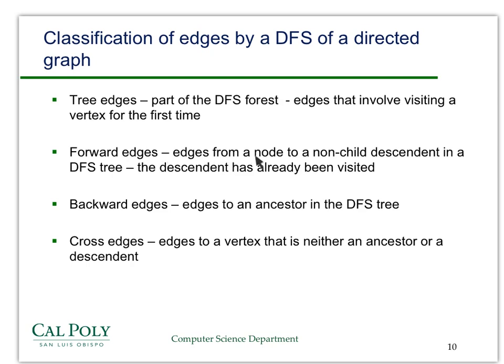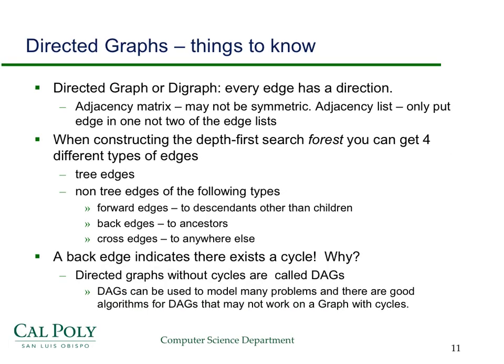Forward edges are edges from a node to a non-child descendant in the DFS tree. As we've been saying, from an ancestor to a descendant that's already been visited. Backward edges go back to an ancestor from a descendant in the DFS tree. And cross edges are edges to a vertex that is neither an ancestor nor a descendant. So just a quick review here. What have we got?